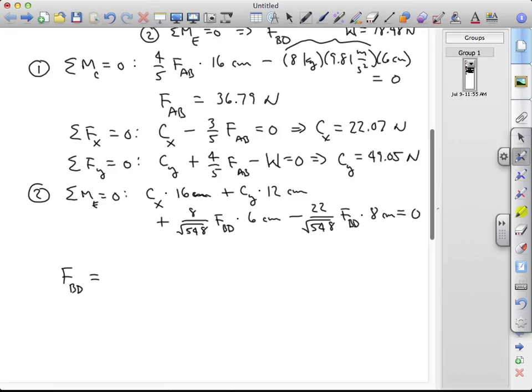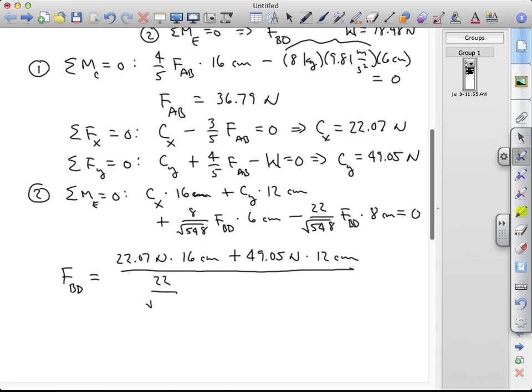Using our values for CX and CY, we have 22.07 newtons times 16 centimeters plus 49.05 newtons times 12 centimeters over this collection of terms, and that number turns out to be 172.2 newtons.